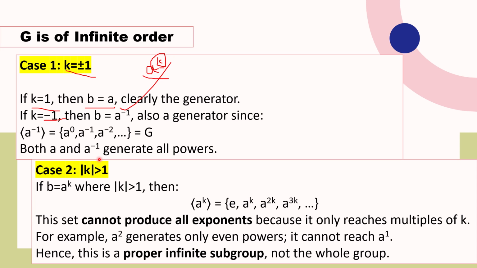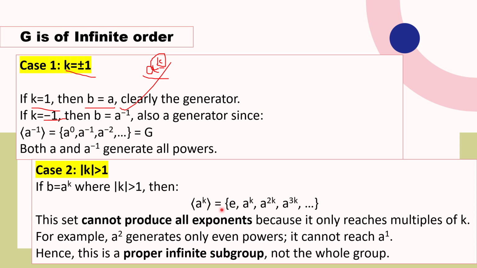Next, let's suppose the order of k is greater than 1. The value of k is greater than 1, right? So in that case, it could be 2, 3, 4 or anything. Or minus 2, minus 3, minus 4 or anything, right? Therefore, then what do we see?